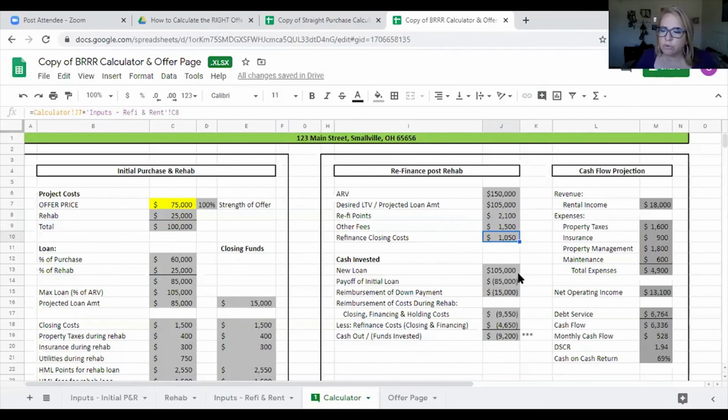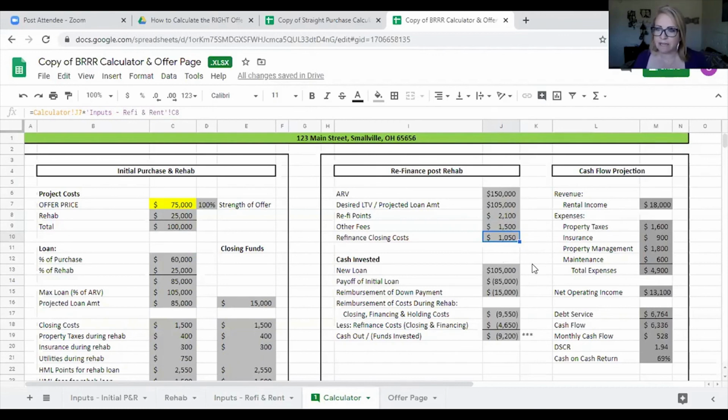So we have our new loan of 105,000, right? That's the new loan based on 70% of the ARV. We have to pay off our initial loan to the hard money lender, right? That was $85,000, right? So now there's $20,000 left over, right? So well, we put down $15,000.